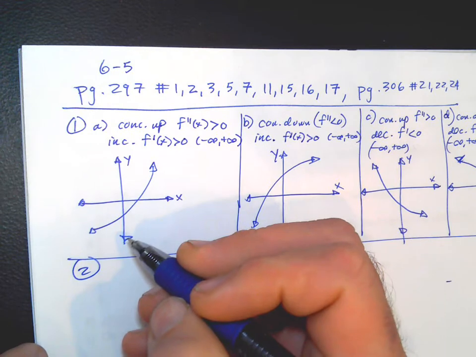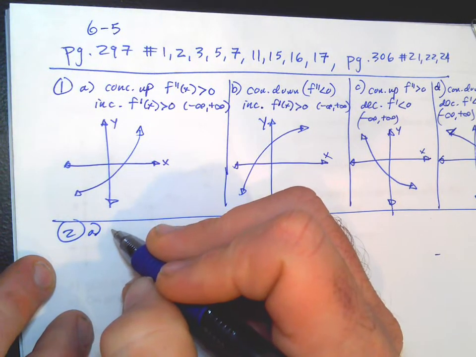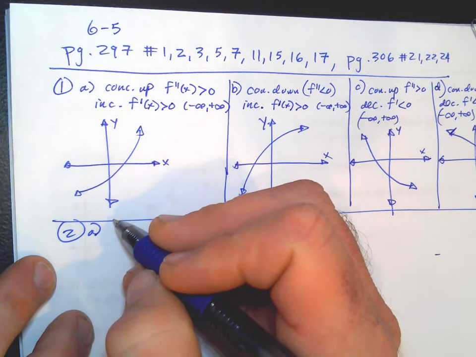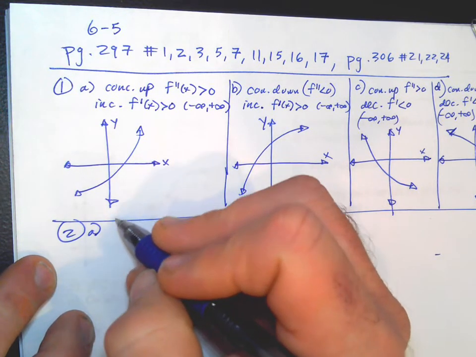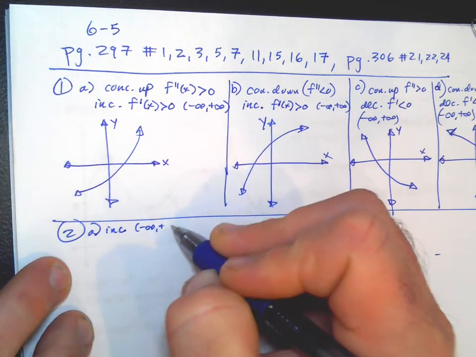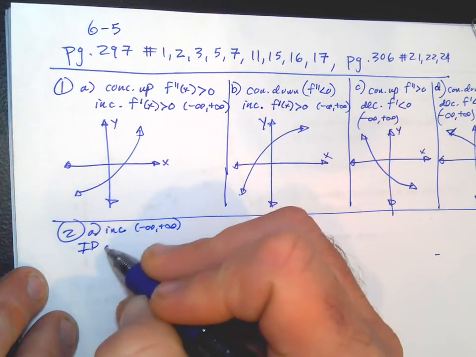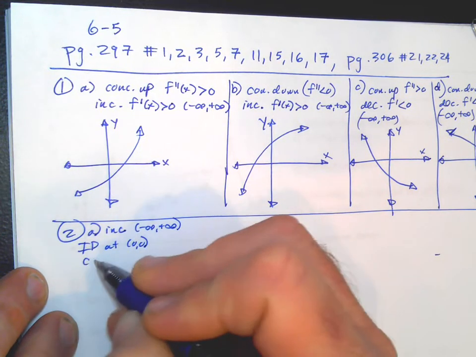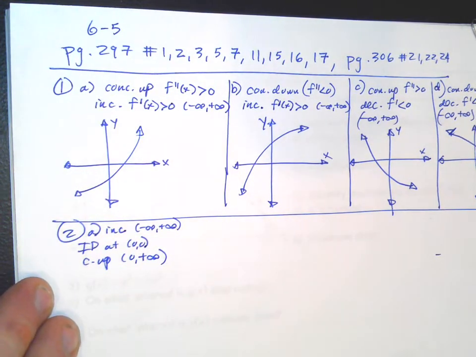Number two, similar problems. A says, in each part sketch the graph of the function f with stated properties. These ones I think are a little more complicated. It's increasing from negative infinity to positive infinity, and it has an inflection point at the origin, inflection point at 0, 0, and it is concave up from 0 to positive infinity. So what would that graph look like?